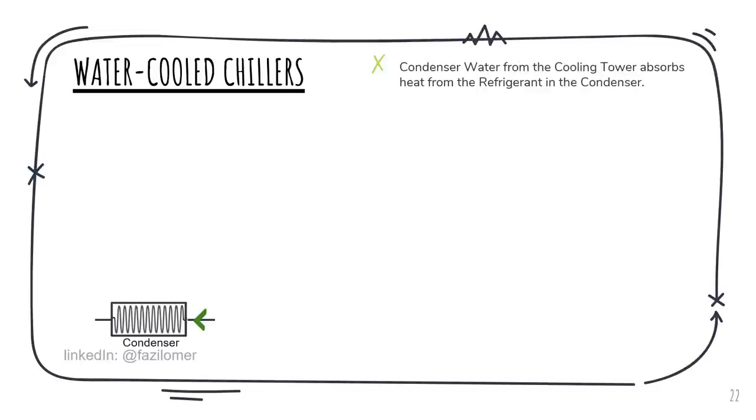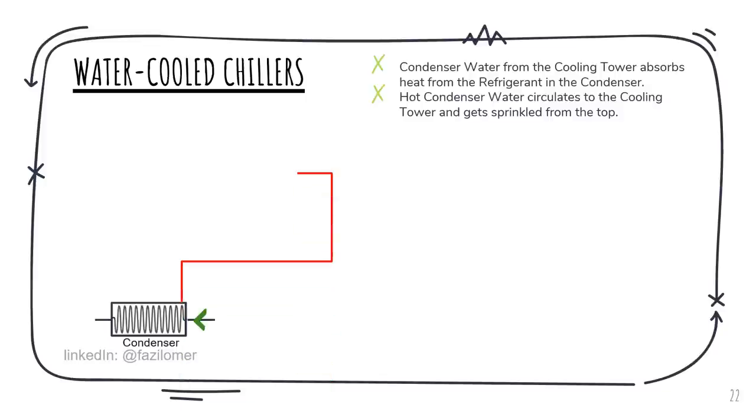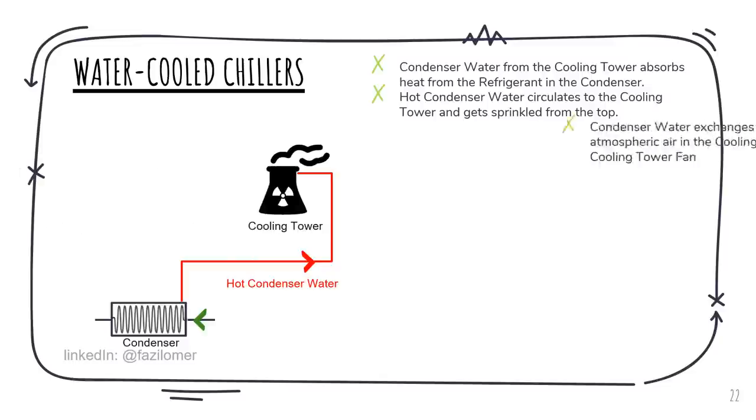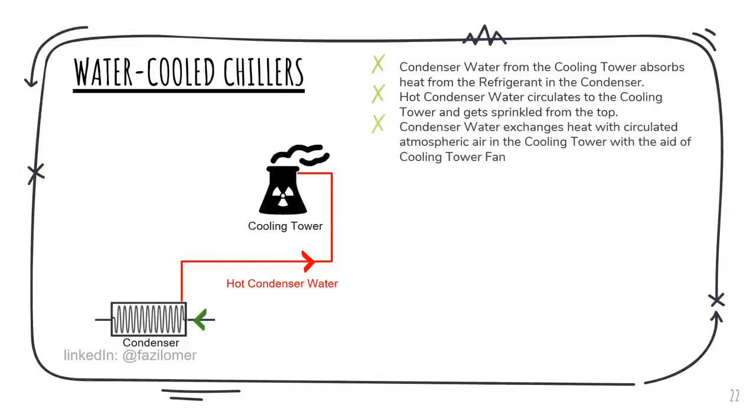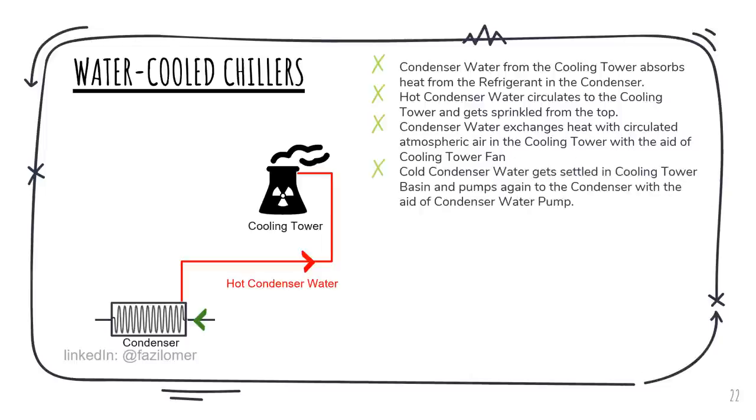Condenser water from the cooling tower absorbs heat from the refrigerant in the condenser. Hot condenser water circulates to the cooling tower and gets sprinkled from the top. Condenser water exchanges heat with circulated atmospheric air in the cooling tower with the aid of the cooling tower fan. Cold condenser water gets settled in the cooling tower basin and is pumped again to the condenser with the aid of the condenser water pump.